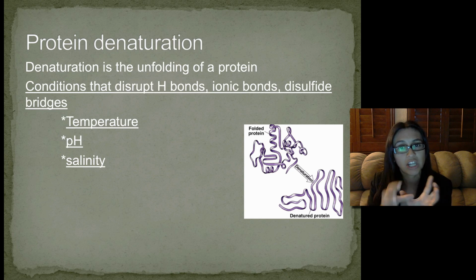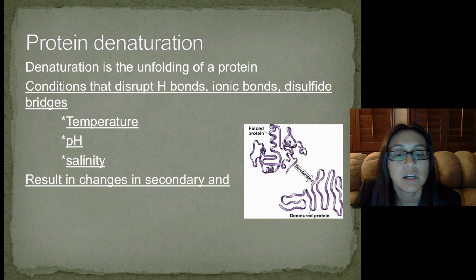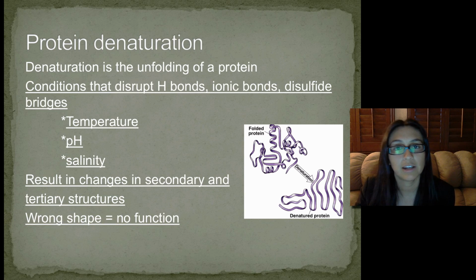It's actually the protein changing shape as a result of change of temperature, pH, and salinity. And overall, that's going to change the secondary and the tertiary structures. And again, wrong structure, wrong shape is going to equal no function of the protein.